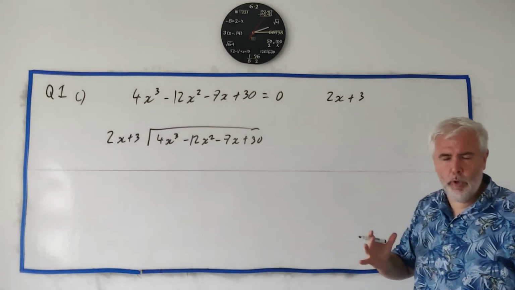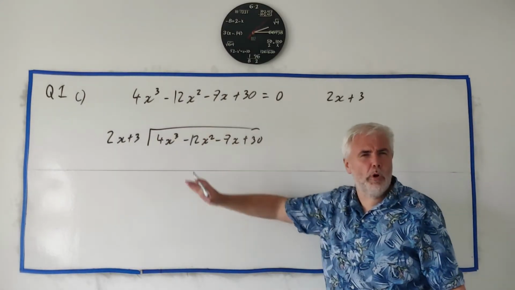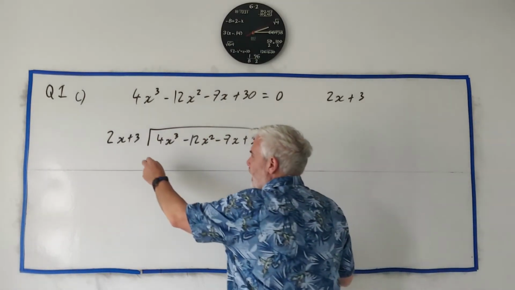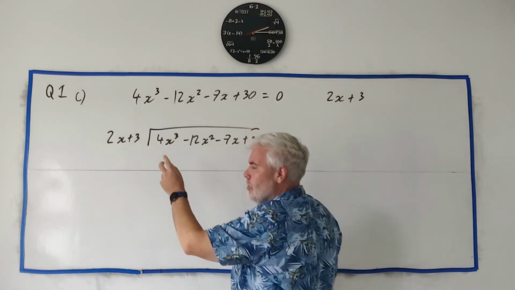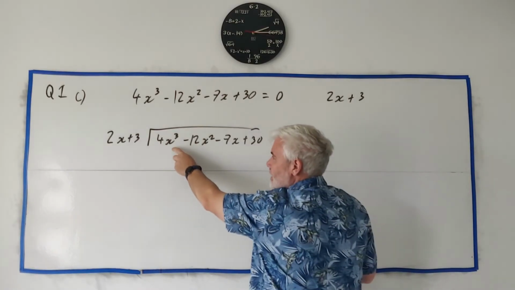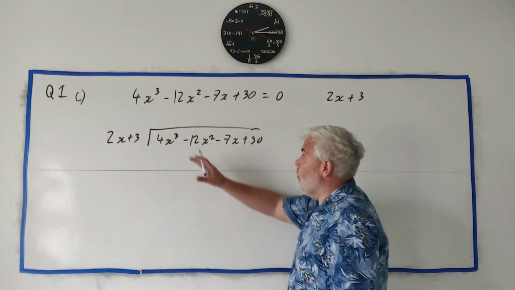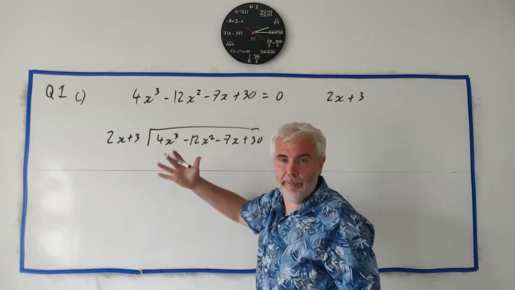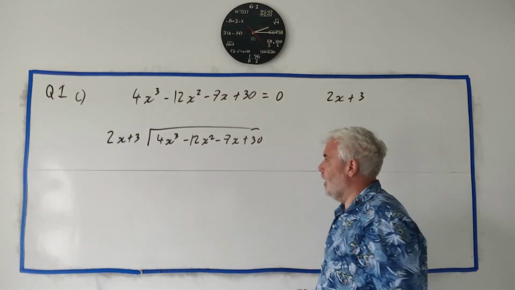And well, spoiler, we should roughly know what we get out. A linear function, that's a function x to the power 1, divided into a cubic function, that's x to the power 3, should give us out a quadratic, x to the power 2. So let's see what we get.